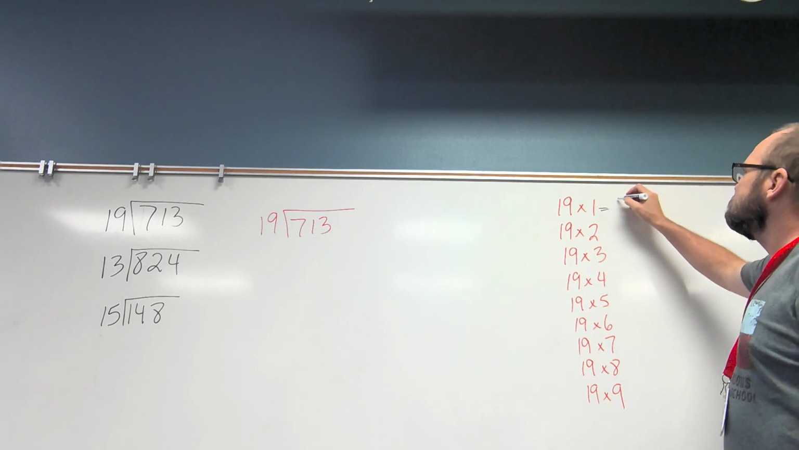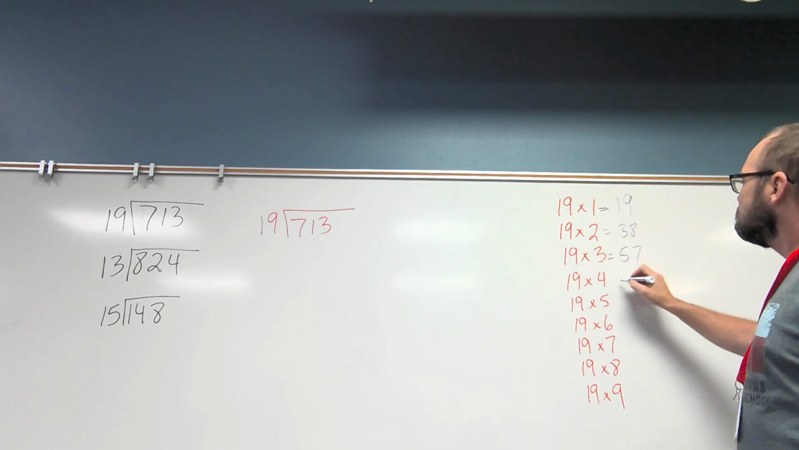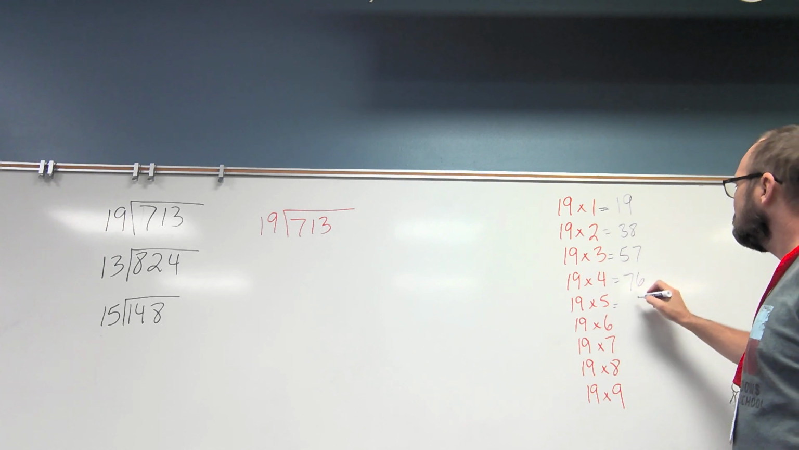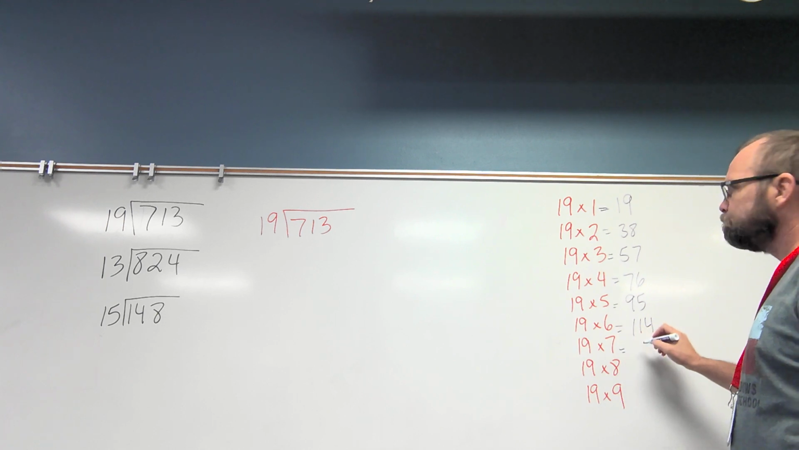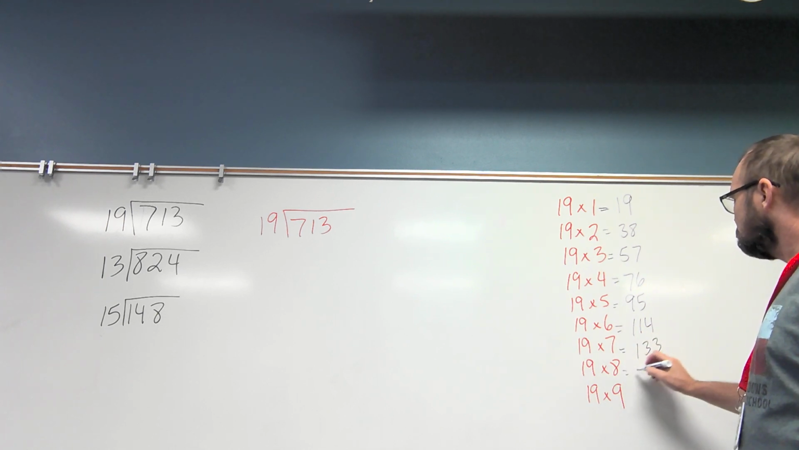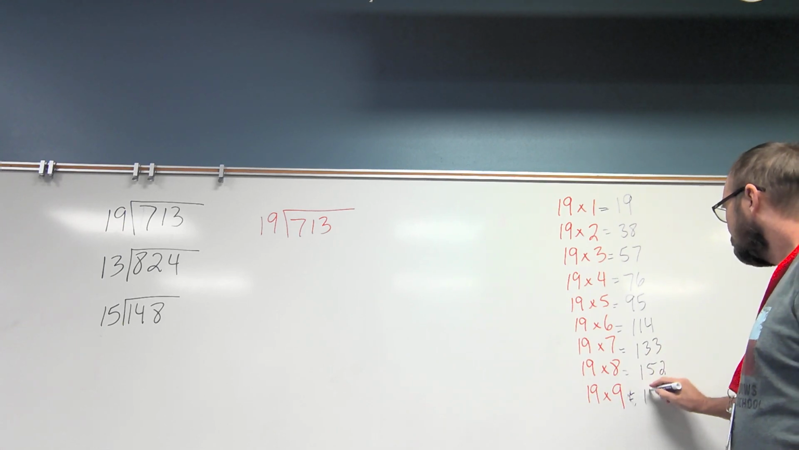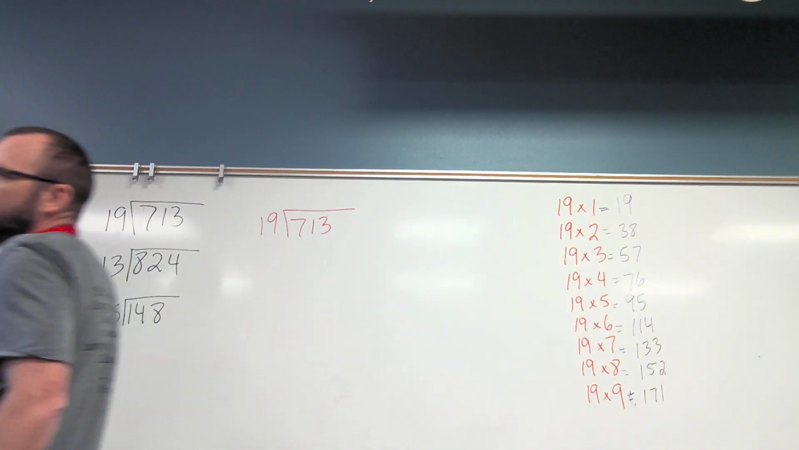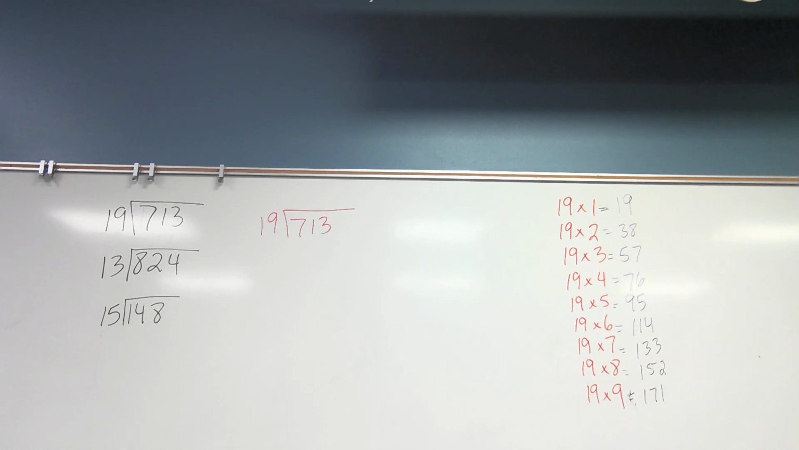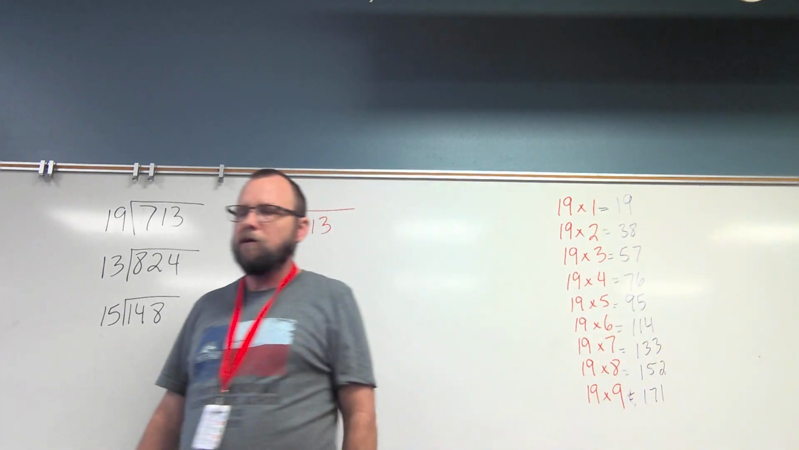19 times 1 is 19. Times 2 is 38, times 3 is 57, times 4 is 76, times 5 is 95, times 6 is 114, times 7 is 133, times 8 is 152, times 9 is 171. You only have to do the first 9 multiples of 19. Multiples are when you just list out what they equal, list out the products.